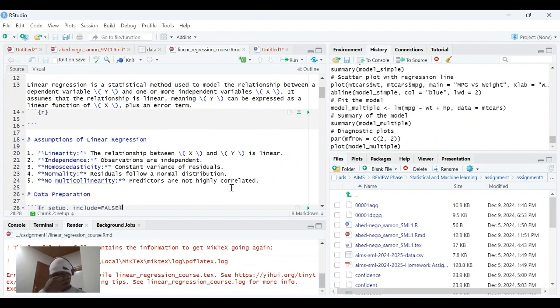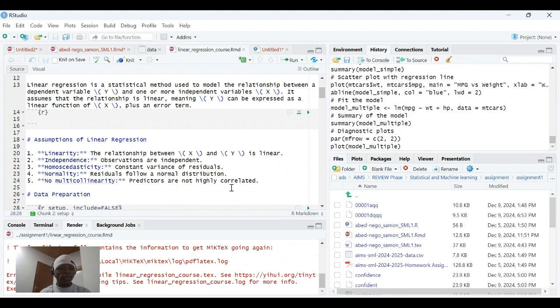So these are the quick introductions about linear regression. Linear regression is a statistical method used to model a relationship between dependent variables, which is y, and independent variables, which is x. If you want to do linear regression, we have to make sure that the output is numerical, and this is really important.